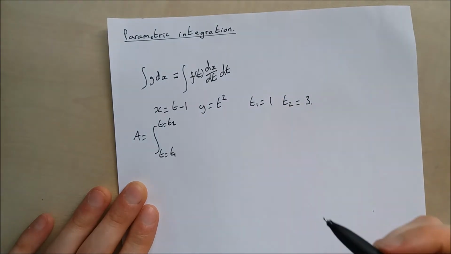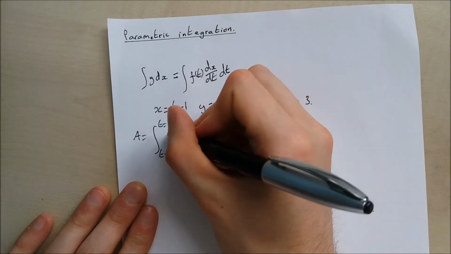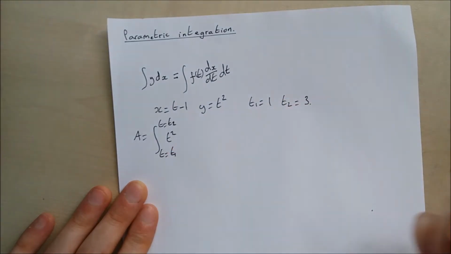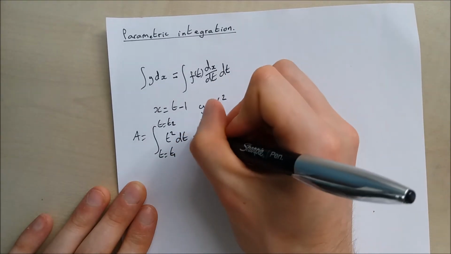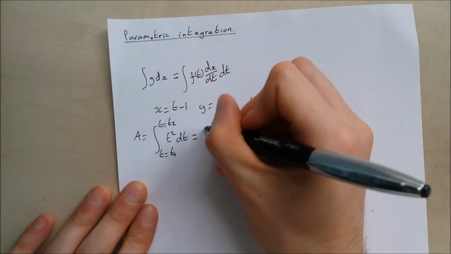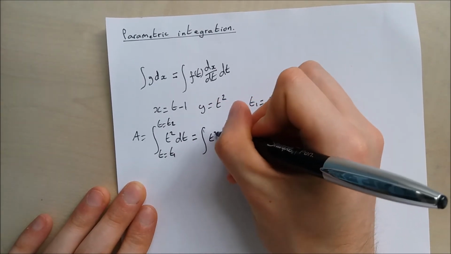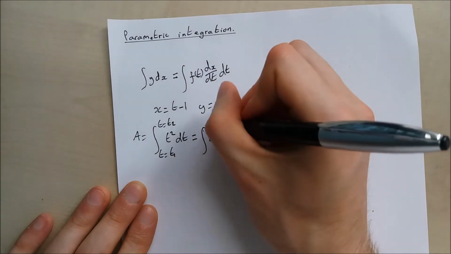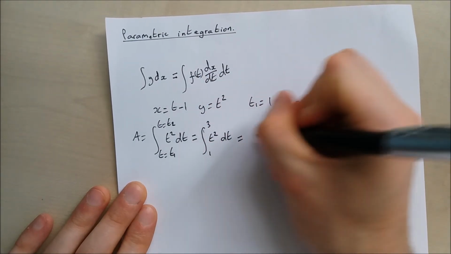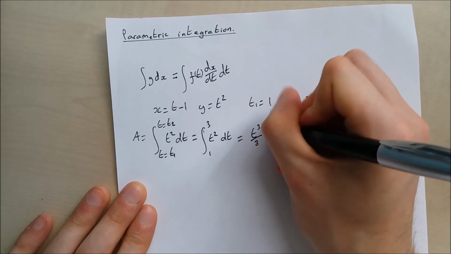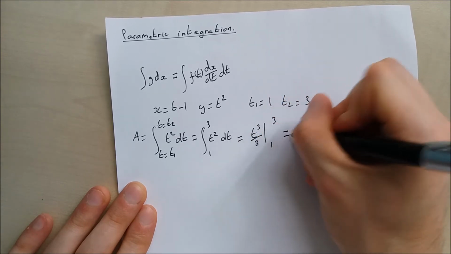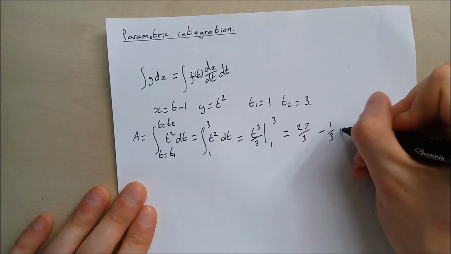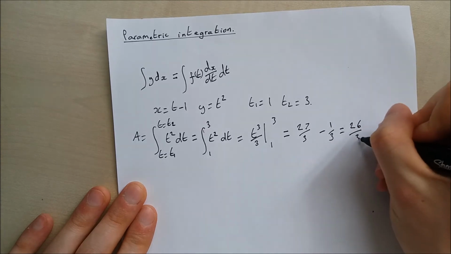So the f of t is the t squared, and then dx/dt is just 1, so it just multiplied by 1 is itself, dt. So you're going to have the integral of t squared dt, and these t's are 3 and 1. It's going to have t cubed over 3 evaluated at 1 and 3, which is 27 over 3 minus a third, which is 26 over 3.